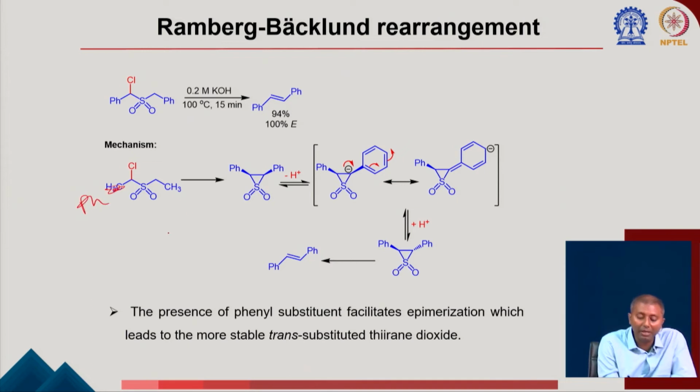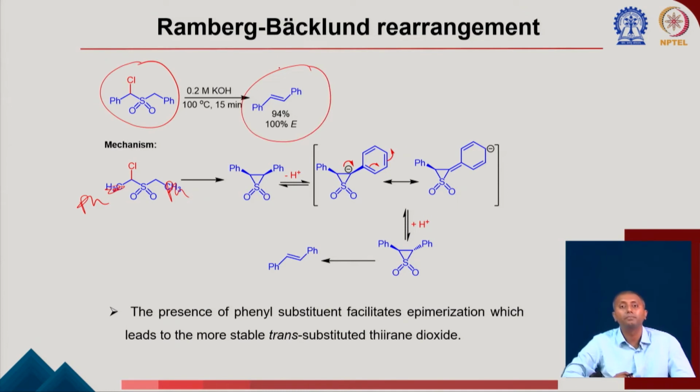So once you have a phenyl here and a phenyl here instead of methyl, what is going to happen? It actually means this compound, then using the KOH you can end up making the trans-stilbene. So what is happening? Why is it forming 100% E? Because again, what is in the corresponding transition state when it is forming the episulfone.